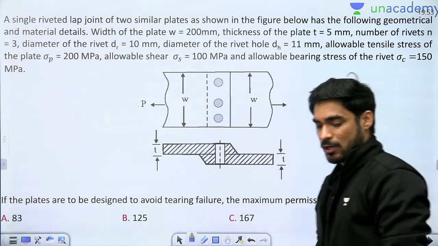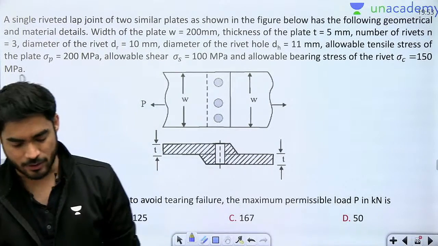So beta, calculate PT. Now you need to calculate PT.